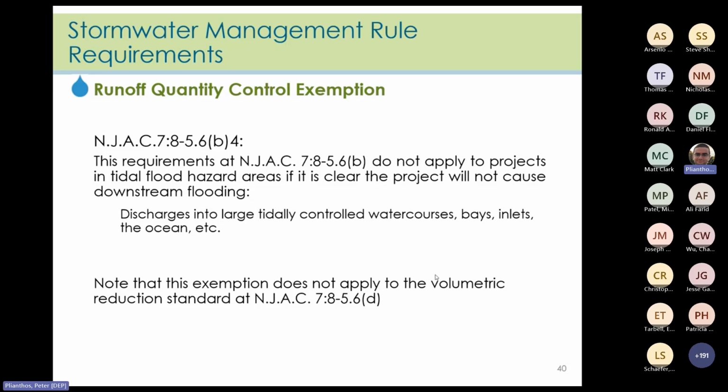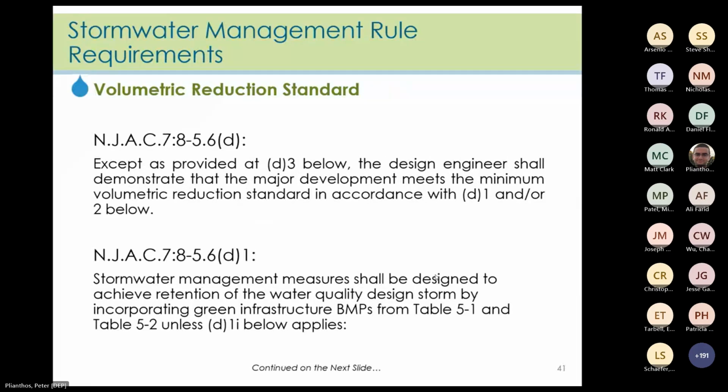Additionally, please note that this exemption does not apply to the volumetric reduction standard at NJAC 7:8 5.6d, which we will discuss next. The next few slides provide some of the rule text for this volumetric reduction standard at NJAC 7:8 5.6d. I will not read through all of this, but I encourage you to read through the full subsection in the rules carefully. I will leave each of these slides up for a little bit to give everyone a chance to read.